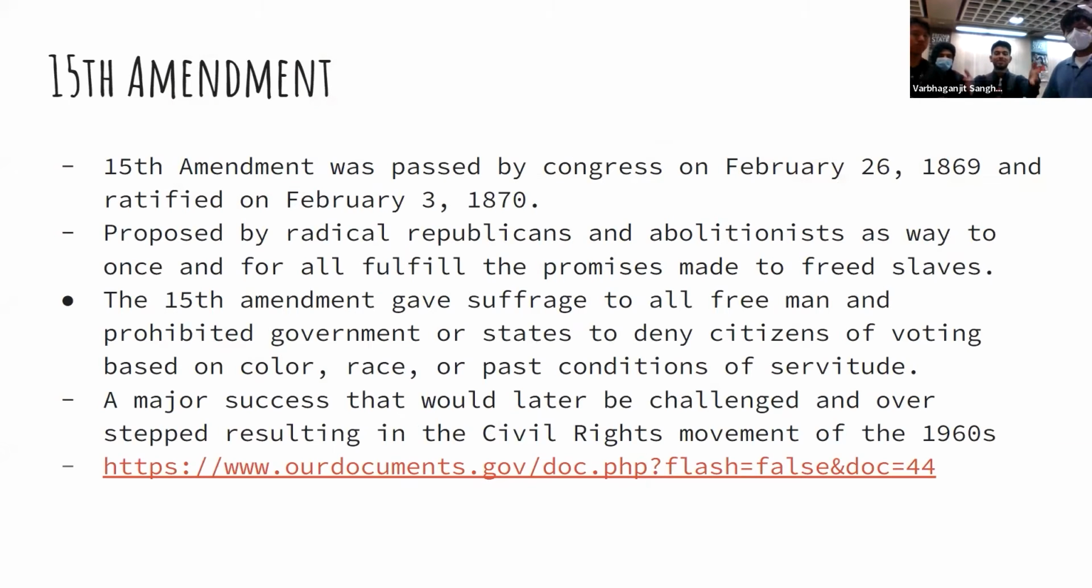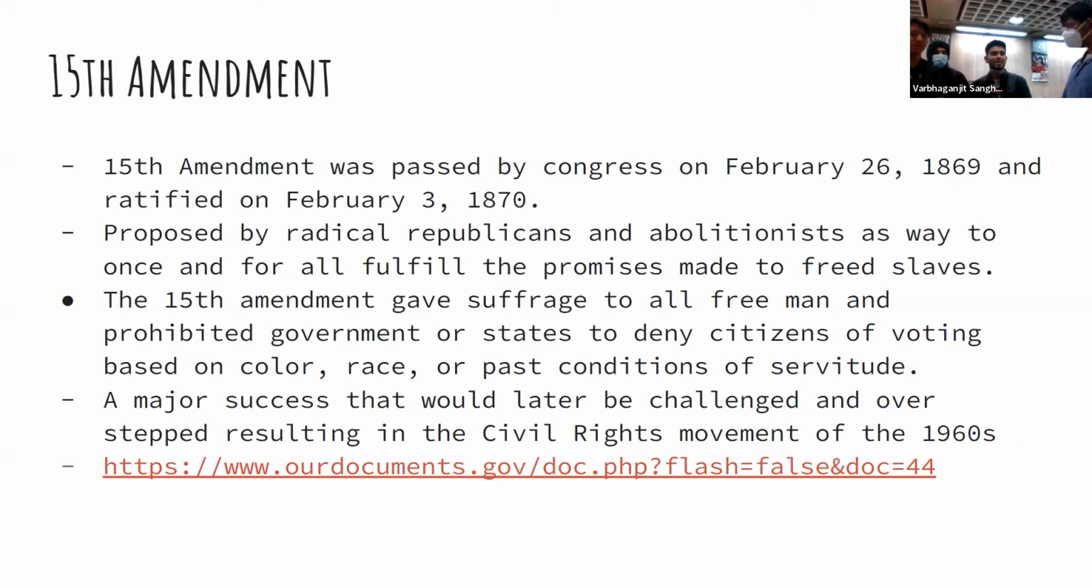Now we bring to you the 15th Amendment. The 15th Amendment was passed by Congress on February 26, 1869, and ratified on February 3rd, 1870. Proposed by radical Republicans and abolitionists who wanted to finally, once and for all, fulfill the promises made to free slaves. The 15th Amendment gave suffrage to all free men and prohibited government or states to deny citizens of voting based on color, race, or past conditions of servitude.